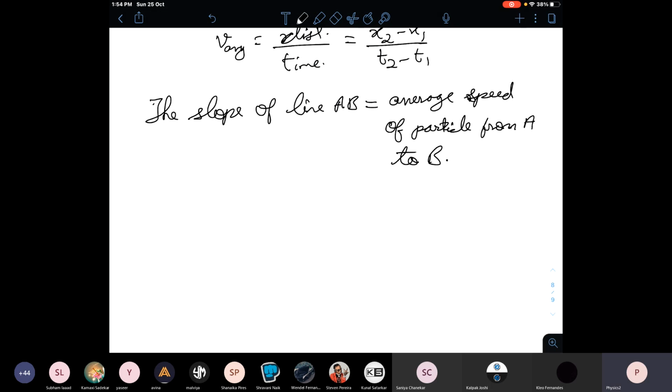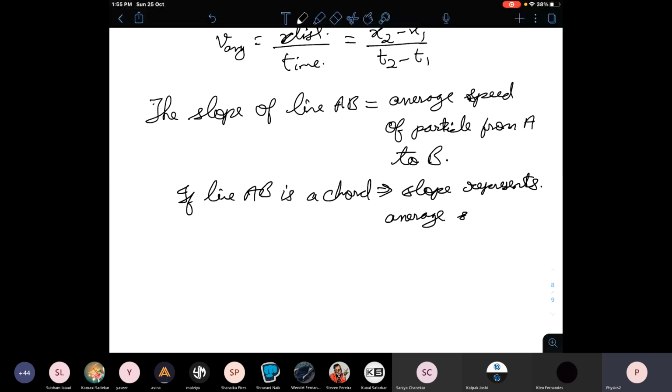ठीक है, that is completely average. Till now everything was average. है ना? So another line you can write is that if line AB is a chord, slope represents average speed. ठीक है, this is another line you can add just for clearing, having a clear idea.